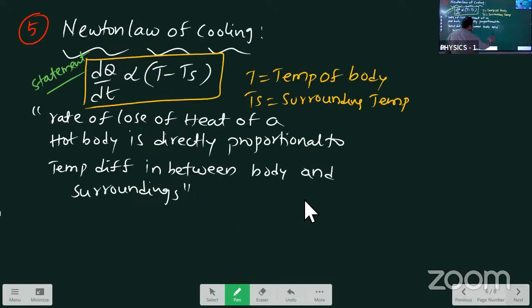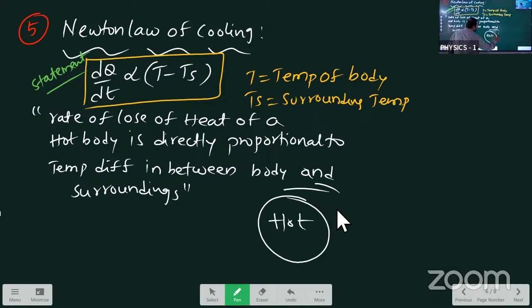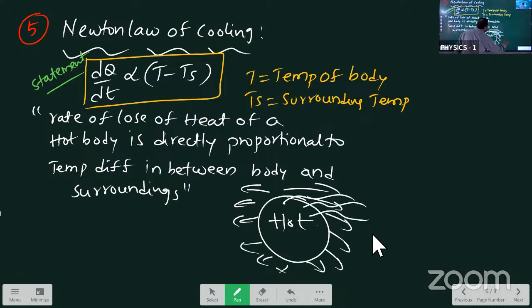Here, student, this is the hot body losing temperature. A hot body loses temperature through air. It is losing heat, and that is called convection. There are a total of 3 types of flow of heat: conduction, convection, radiation. So convection means flow of heat only due to convection, with a negligible amount of conduction.